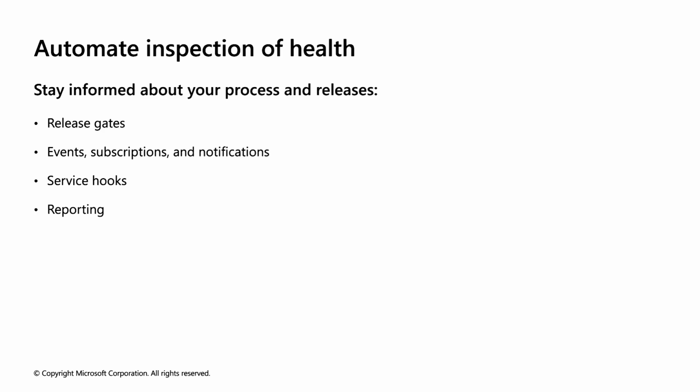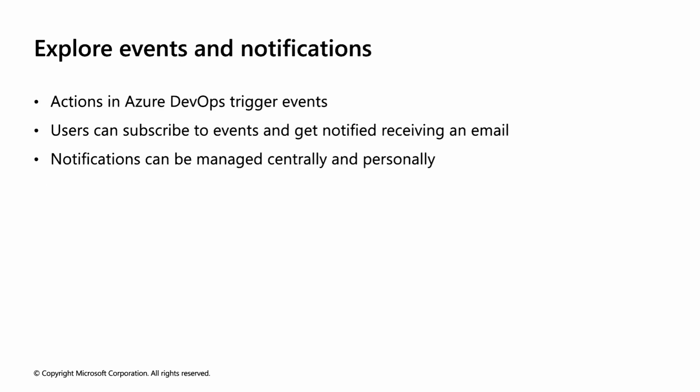These tools work together to provide real-time feedback, so we're always aware of the state of our pipelines and can respond quickly to any problems. Staying informed about changes and activities in our development projects is crucial for effective collaboration and rapid response. In Azure DevOps, events are triggered by actions such as code commits, build completions, or work item updates, and users can subscribe to these events and receive notifications, often by email, so we're always in the loop when something important happens. Notifications can be managed both centrally by administrators for teams or groups and personally by the individual user, allowing everyone to customize how and when they get updates that matter the most to them.